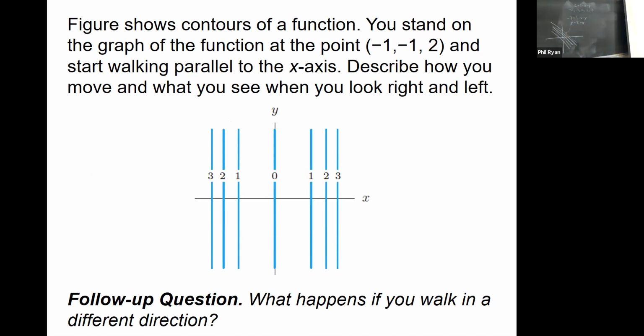Okay, we've got time for this. Here is a function. You stand on the graph of the function at -1, -1, 2. So that must be here. And start walking parallel to the x-axis. Okay, so we start walking in this direction.